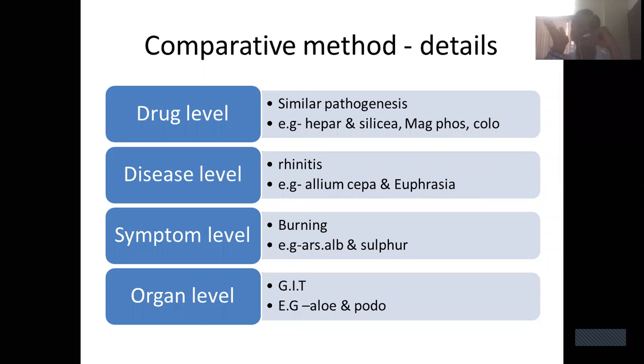Then another drug, Euphrasia, also has nasal discharges and discharges from the eyes. So this is the similarity between Allium cepa and Euphrasia. Both drugs produce nasal discharges and lacrimation, that is, discharge from the eyes. And what is the difference between these two?